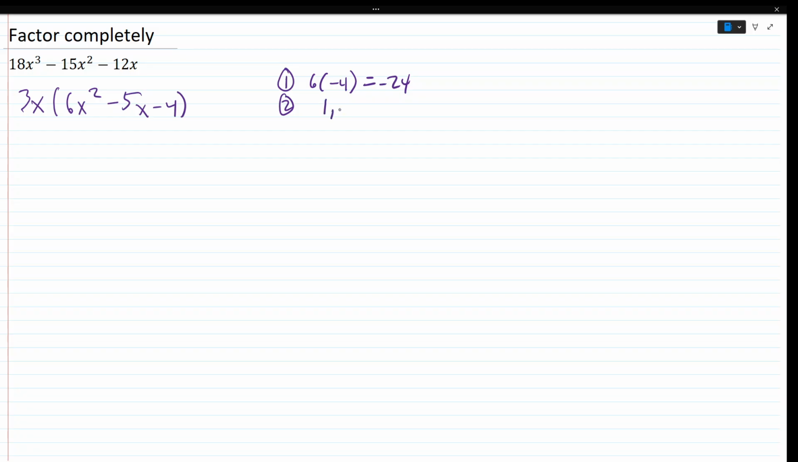So one possibility would be 1 and negative 24, or 2 and negative 12, or 3 and negative 8, and 4 and negative 6. Well, in this case, the correct pair was 3 and negative 8, right? Because the sum of those two terms would be negative 5x. So what we do next is we break up the middle term using those two values. So I'm going to write this as 3x, and then we have the parentheses 6x squared. And instead of that minus 5x, I'm going to put this as minus 8x plus 3x. Because if you combine those two terms, you do get that minus 5x.